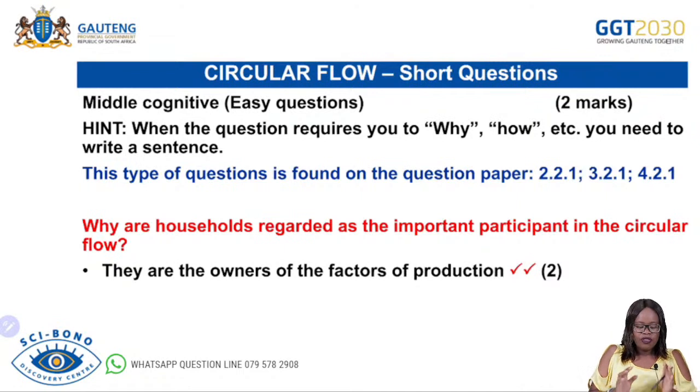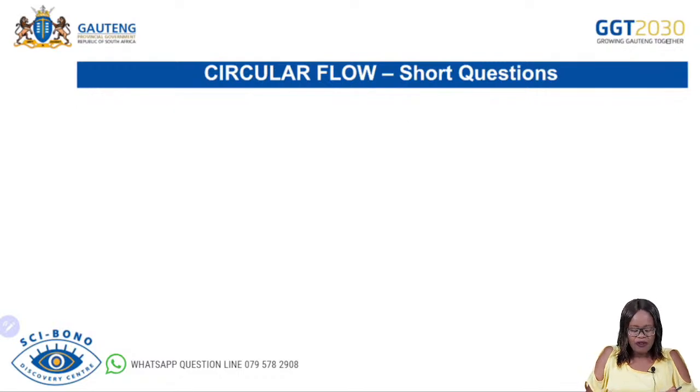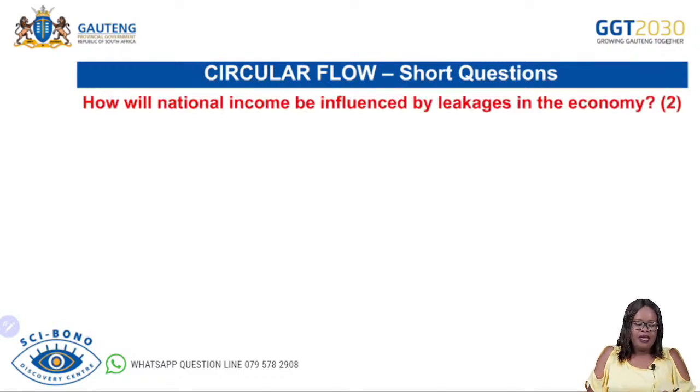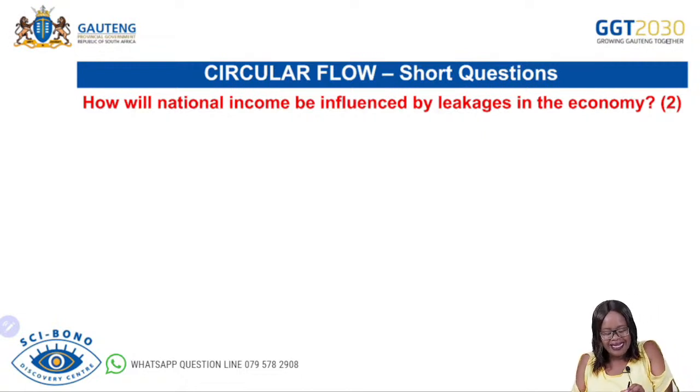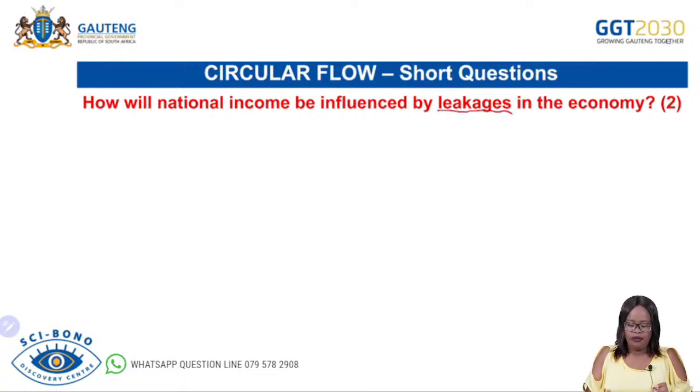Right? So with you writing this, it's going to give you exactly 2 marks, but you can't just say owners of the factors of production. You need to write your answer in a full sentence that households are the owners of the factors of production. Right. Now, moving on to the next question, how will national income be influenced by leakages in the economy? And that is also a 2 marks question.